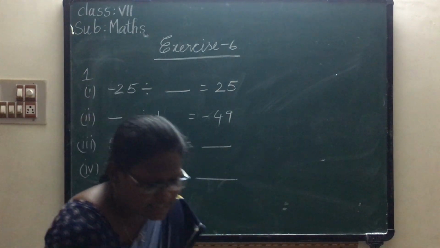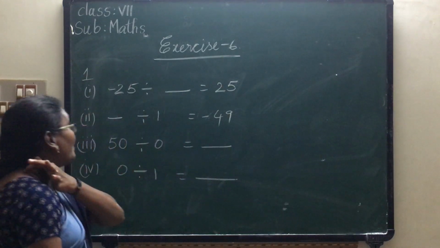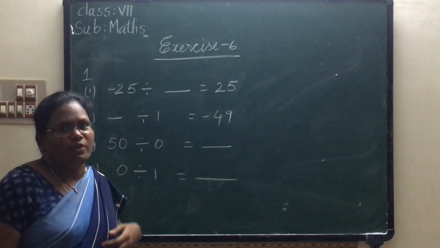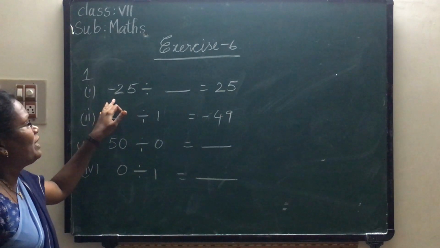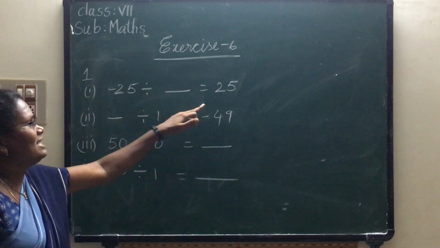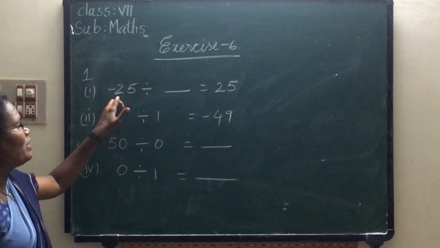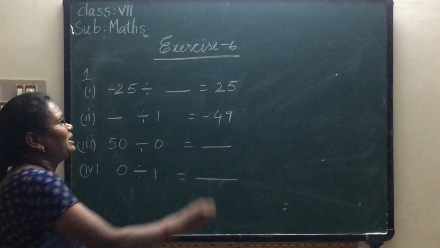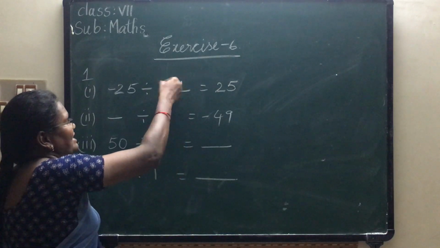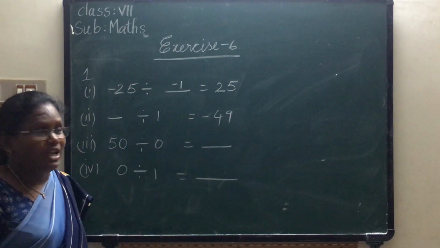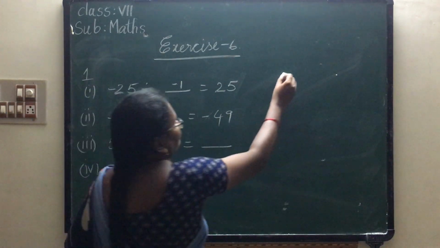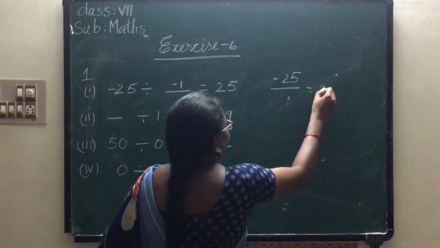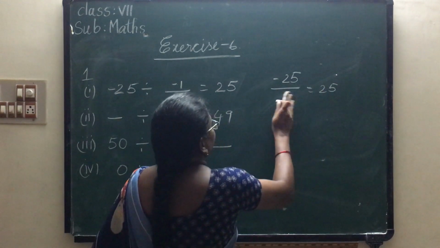See here, in exercise 6, minus 25 divided by dash is equal to 25. Minus 25, which number are we dividing by to get 25? Minus 1. What is the children's answer? Minus 1. Minus 25 divided by dash is equal to 25. How much is the answer here?